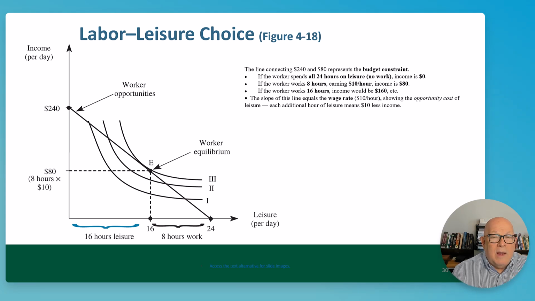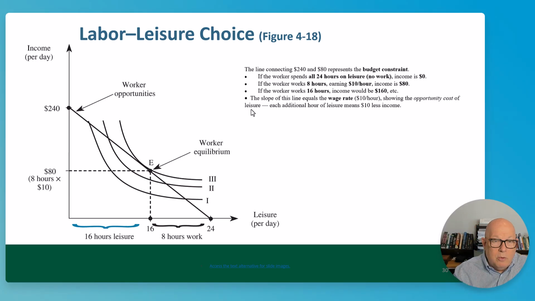They're not going to want to work an extra hour because they would have to give up too much leisure in order to do that. So the slope in this case, the wage rate, is the opportunity cost of leisure. For every additional hour that I work, that costs me $10. So that's the opportunity cost of leisure. So in order to get a worker to work more than 8 hours a day, what we're going to have to do is offer them something higher that increases the amount they're getting to give up that leisure.